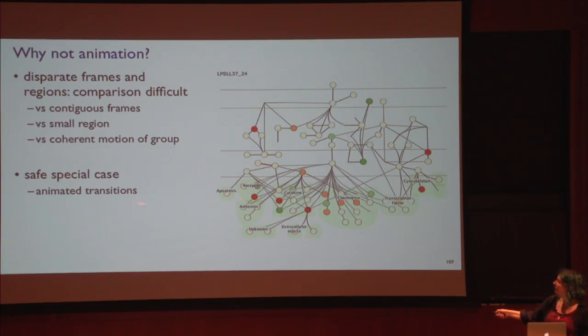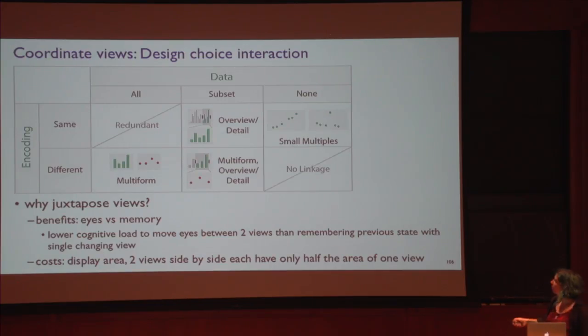That special case of animated transitions is reasonable because you're going from one state to another rather than having a lot of intermediate frames. This is actually a small number of points over only 8 frames, and it's still hard to track. So going back to those small multiple views, let's actually think about our choices.